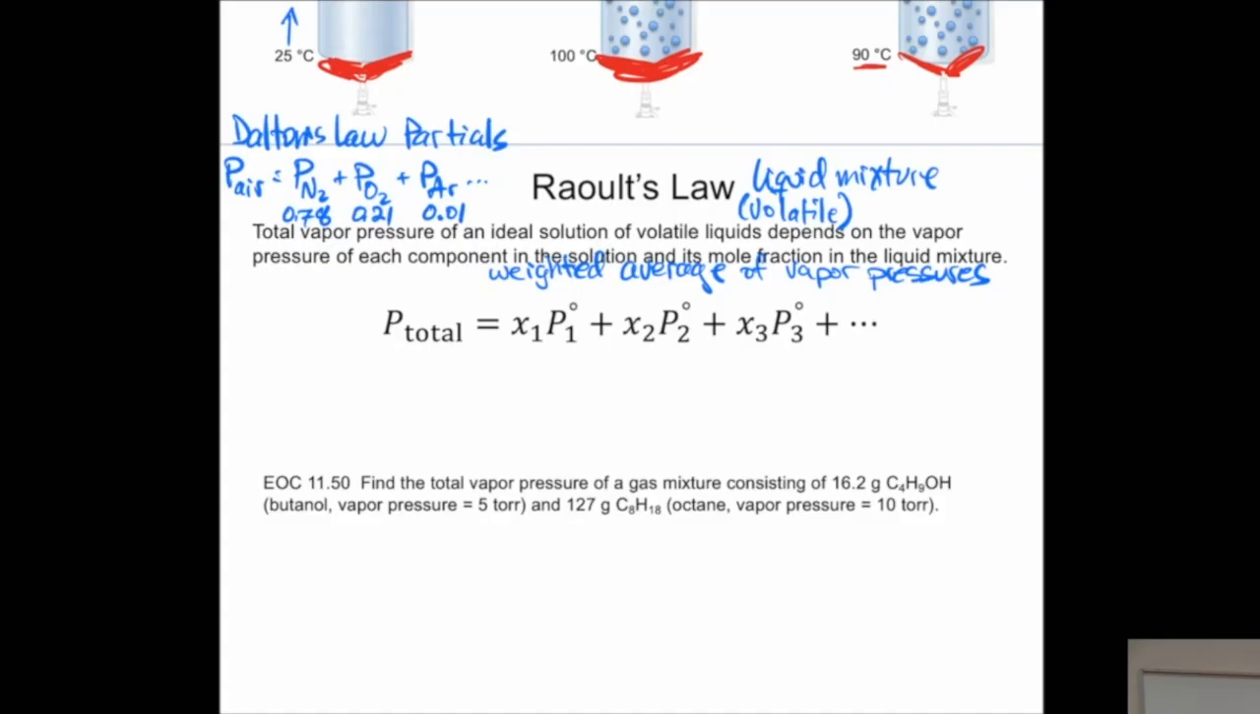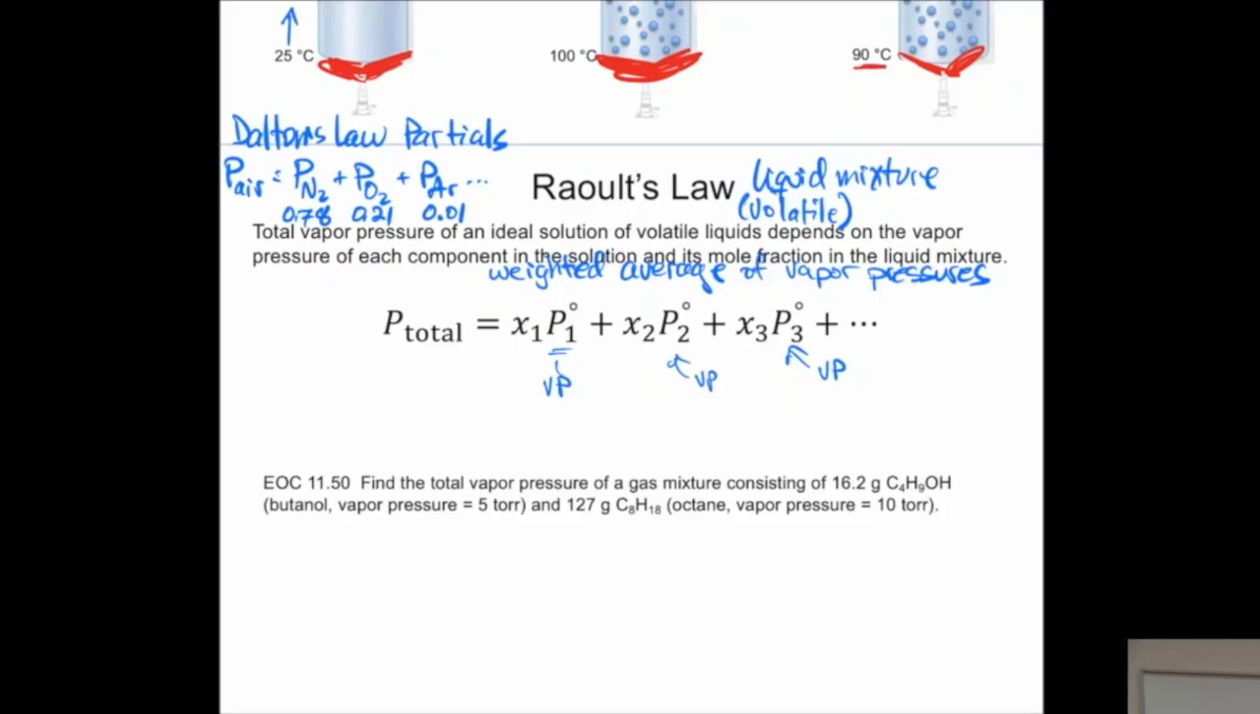Okay, so this is vapor pressure from material 1. This is vapor pressure from material 2. This is vapor pressure from material 3. And then the X is the proportion. It's the weight. The weights are going to add up to 1, but they're not always going to be equal weights. That's why it's called a weighted average, not a normal average.